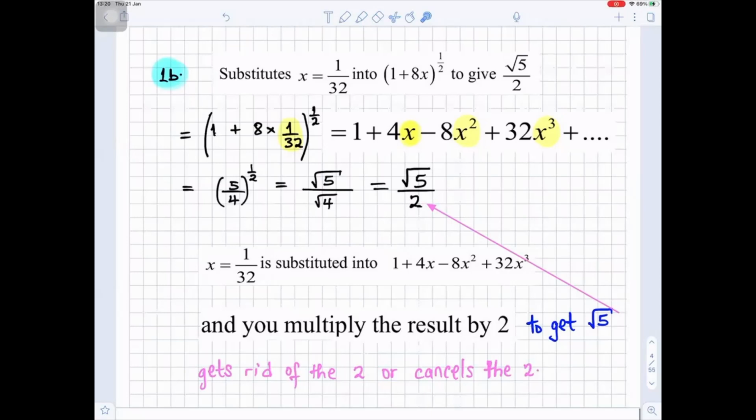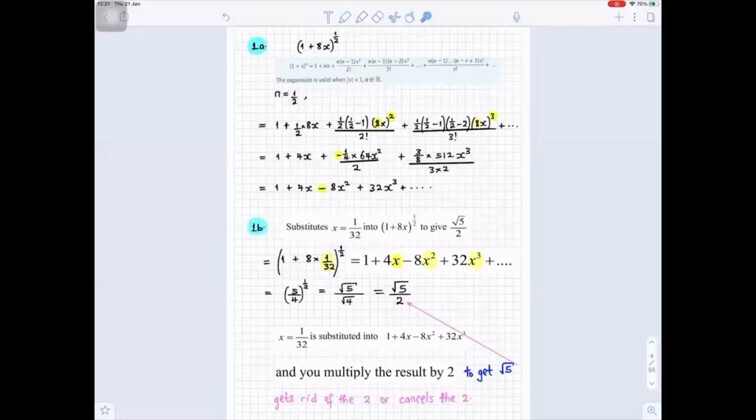So when you substitute 1 over 32 in place of x, you'll get your answer, but you don't want the 2. You would have to multiply the result by 2 because you only want the square root of 5. So multiplying by 2 cancels the 2. That's your complete answer for questions 1a and 1b.